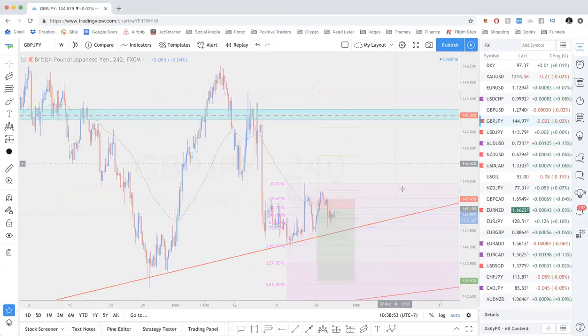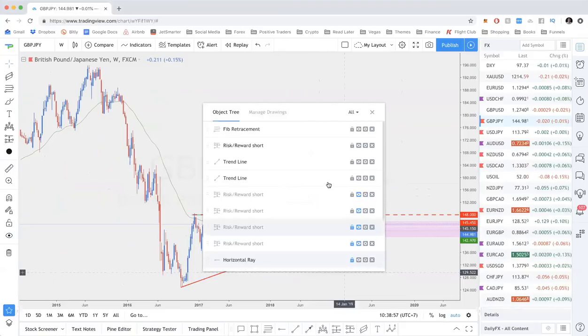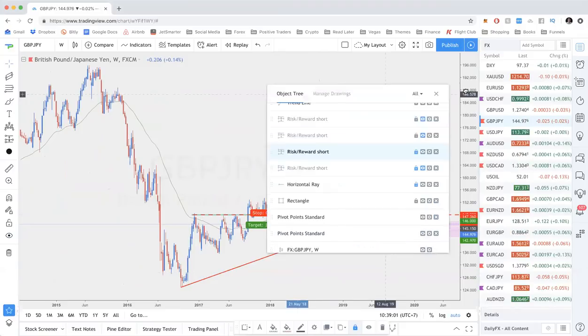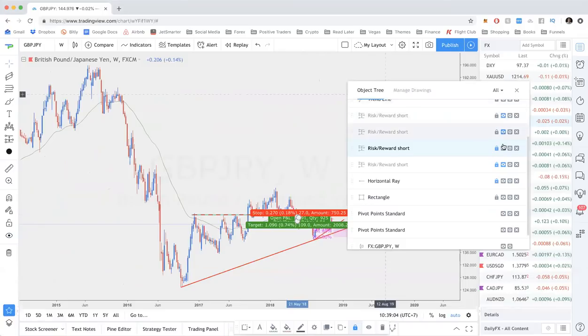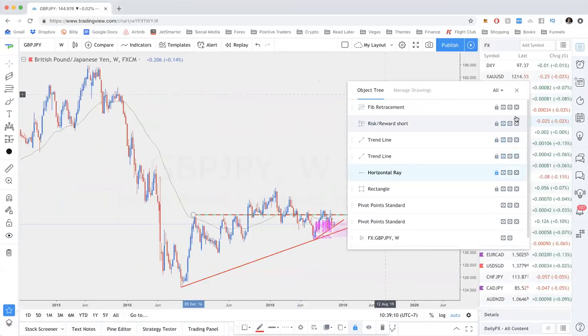We're going to wait for confirmation. I'm actually going to go ahead and delete that very quickly. Let me just go to the object tree. And oh, all sorts of stuff on here. This is all previous trades and setups and stuff. Okay. That's kind of interesting. Okay. We'll delete that. We'll delete that. We'll delete that. We'll delete that. And we'll delete that. What's this? Okay. That's locked. Okay. All right.